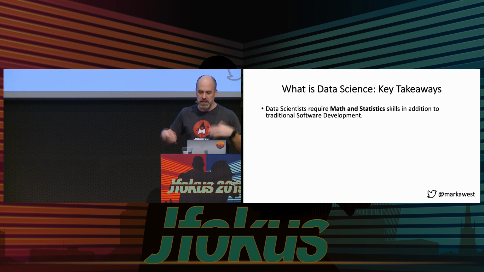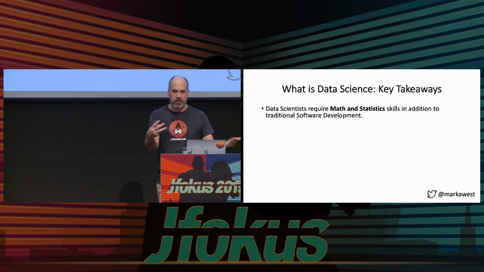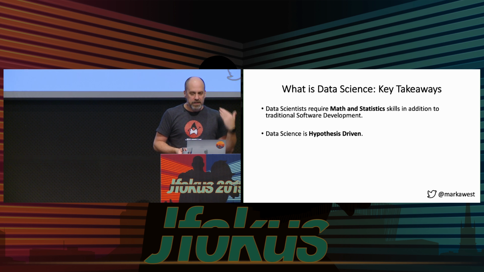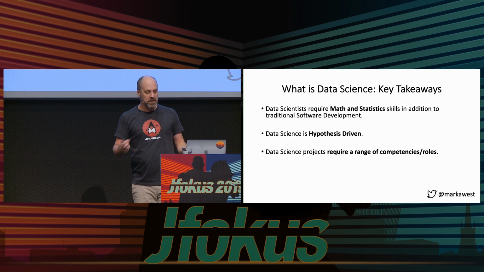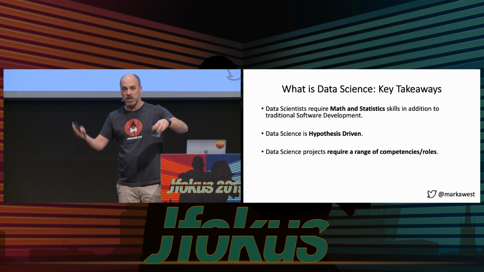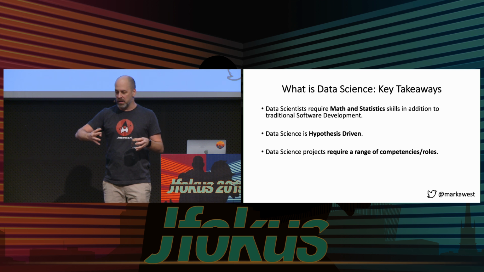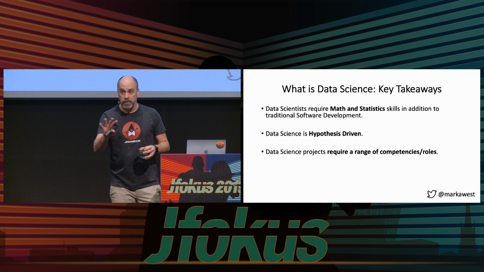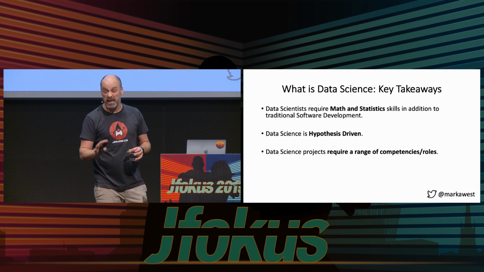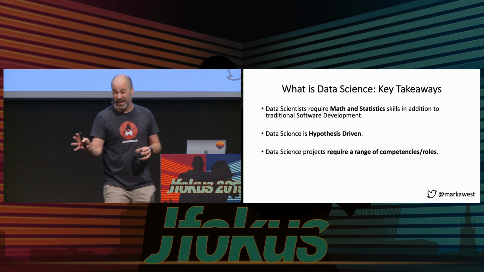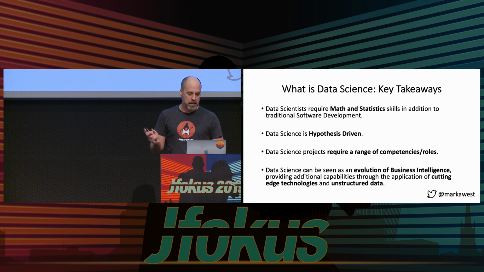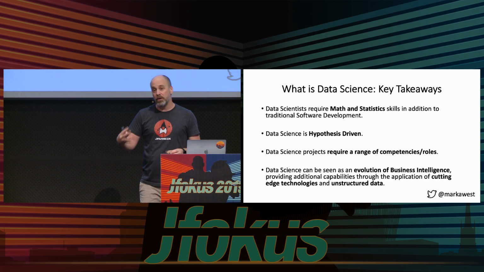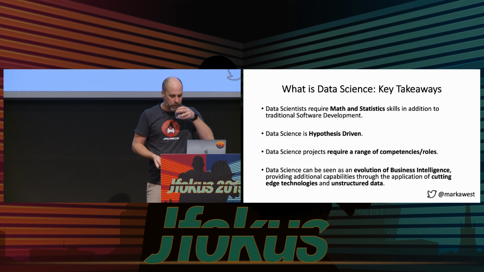So, okay, I'm at the end of the first part of my talk now. Just to reiterate a couple of things. Data scientists require math and statistics skills in addition to computer science. Data science is hypothesis-driven. Data science projects require a range of competencies and roles, not just a data scientist. If you're going to do a data science or machine learning project, you can't just hire a data scientist and they'll fix everything. Because a lot of the times, it's a secret between me and you guys, data scientists produce really crappy code, right? You need somebody to fix it. So you're going to need more than just data scientists. And don't get too hung up on the difference between data science and BI, but you can see data science as an evolution of BI.